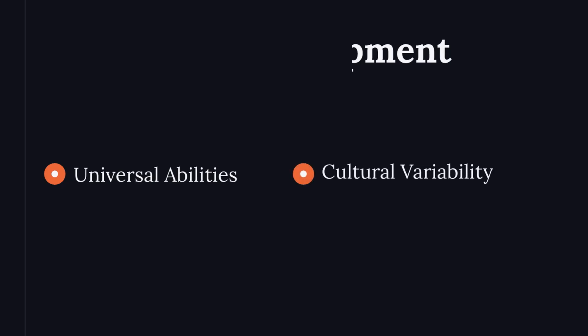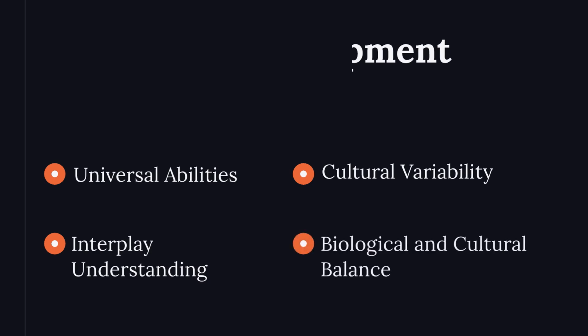Perceptual development includes universal and cultural aspects. Some abilities are universal, like facial expression sensitivity. Other skills show cultural variability. Recognizing this interplay deepens understanding. It highlights the balance between biological and cultural influences.